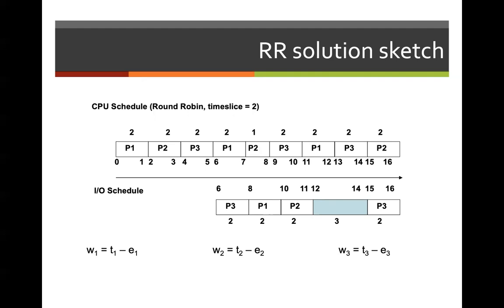The IO schedule will have P3 executing, and then P1, and then P2. And then there is a lag and no execution. And then P3 will execute to finish out its job. And so we want to consider what are the wait times for processes 1, 2, and 3.